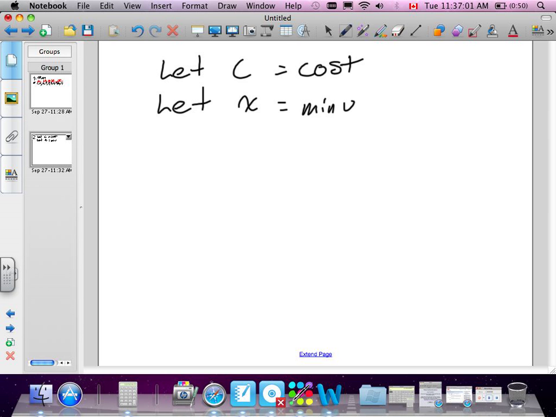So how many minutes, M-I-N-U-T-E, how many minutes a person spends on the phone? We're going to assume that this is a monthly plan, so we don't have to actually incorporate how many months they keep the plan for, okay? We just assume we're going to compare them per month.